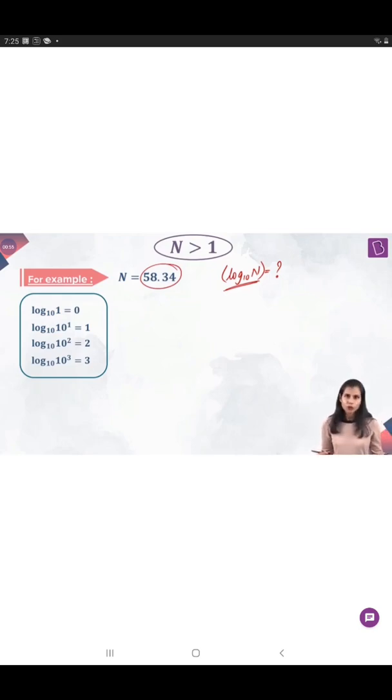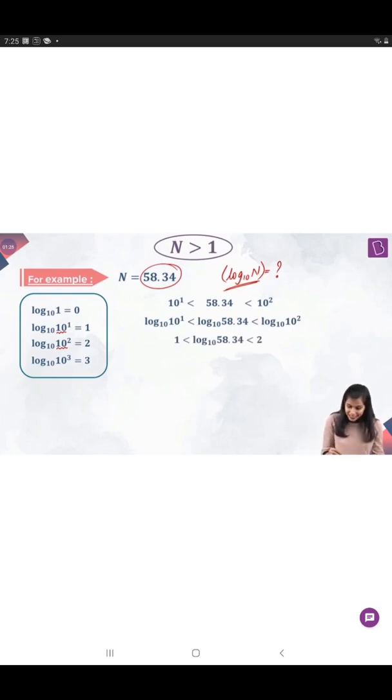greater than 1. How? First task is to try to fit this given random input between any two consecutive positive powers of 10. You know 58.34 is greater than 10 and less than 100. That means my given input lies between 10 to the power 1 and 10 to the power 2. Clear? Take log to the base 10 throughout. That means take common log throughout. What do you get?